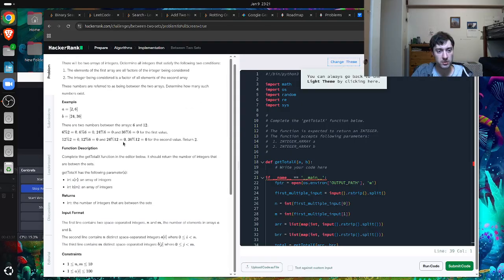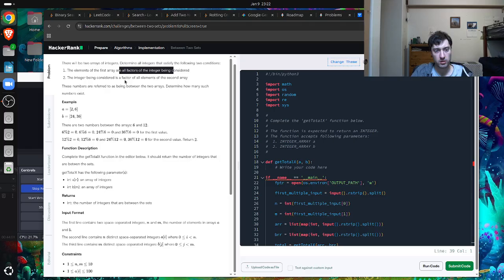Okay, let's see what we're doing here. There will be two arrays of integers. Determine all integers that satisfy... What time is it? It's almost midnight. That's fine, whatever. Determine all integers that satisfy the following two conditions. The elements of the first array are all factors of the integer being considered. The integer being considered is a factor of all elements of the second array. These numbers are referred to as being between two arrays.